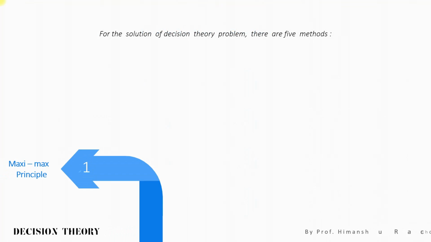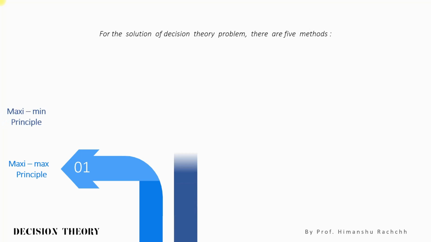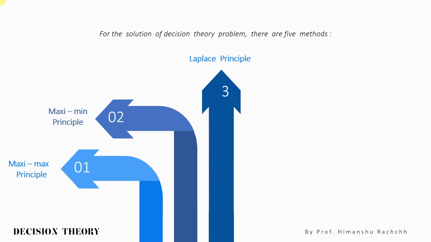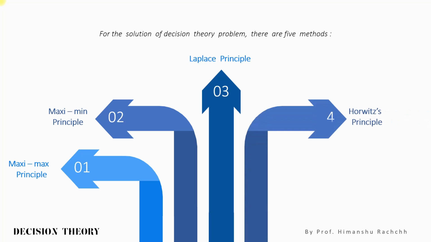Now friends, for the solution of a decision theory problem, there are 5 methods. First one is Maximax principle. Second one, Maximin principle. Third, Laplace principle. Fourth, Hurwitz principle. And fifth, EMV method.